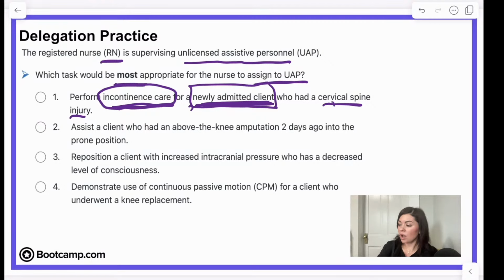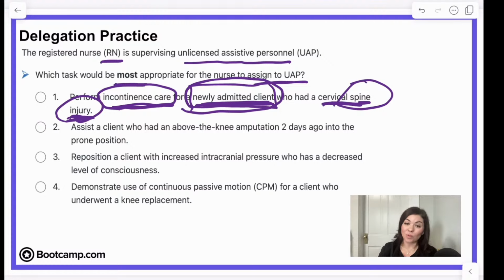we have seen them. Also, this client has a cervical spine injury. So whenever we are performing incontinence care, we know that it involves rolling a client typically if we want to clean them well. Well, when you have a client with a cervical spine injury, rolling them is no longer a routine task. This is a very high risk task. We know that we have to use a log roll technique, otherwise we can worsen that spinal injury. So there's 2 reasons this first option is wrong. The client is unstable because they're newly admitted, and incontinence care or turning a client with a spinal injury is not routine. So that is a big old no. I agree with all of you guys.